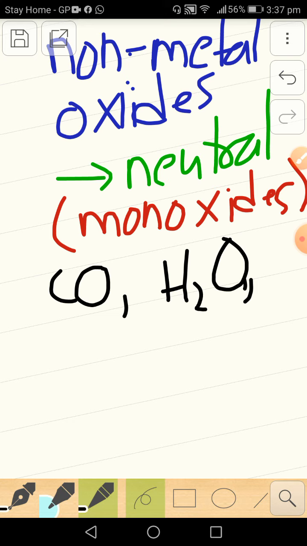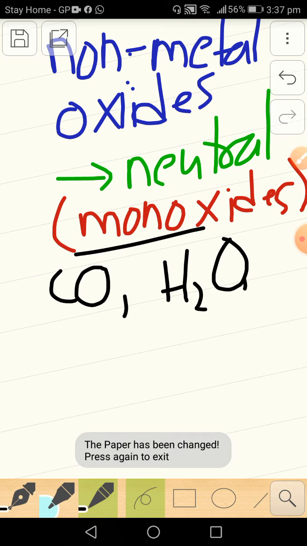Okay, non-metal oxides, so they are all neutral. So the exceptions of non-metal oxides are all neutral, and the neutrals are the monooxides. That means non-metal monooxides.